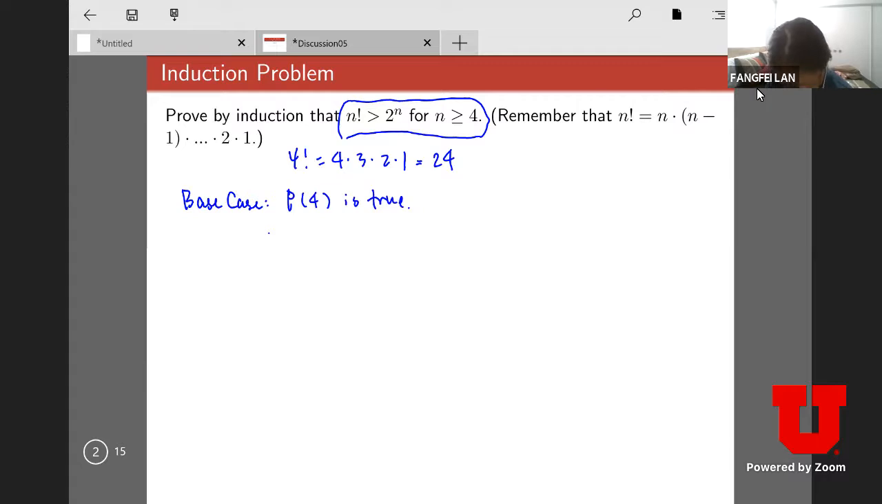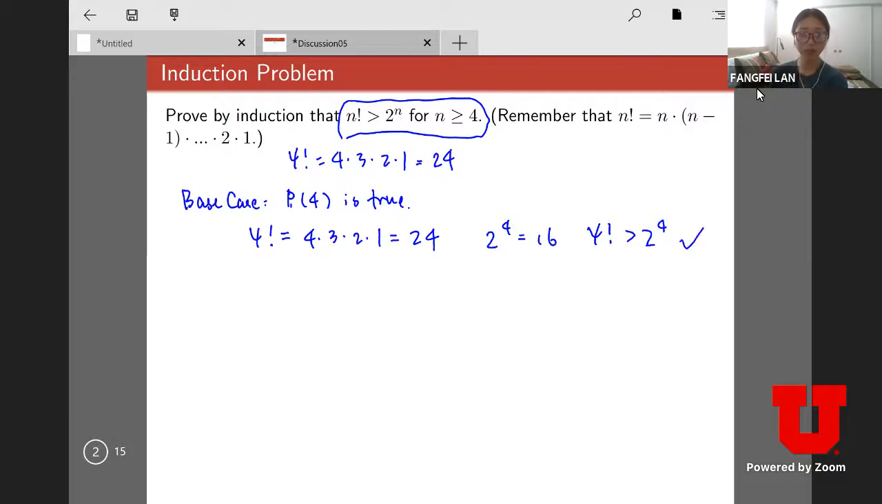So that shouldn't be too hard. Oh, I actually just accidentally did the example. But anyway, so n factorial. So in this case, 4 factorial is 4 times 3 times 2 times 1, which is 24. And then 2 to the 4 is 16. Right? So then that means 4 factorial is greater than 2 to the 4. So base case is true.